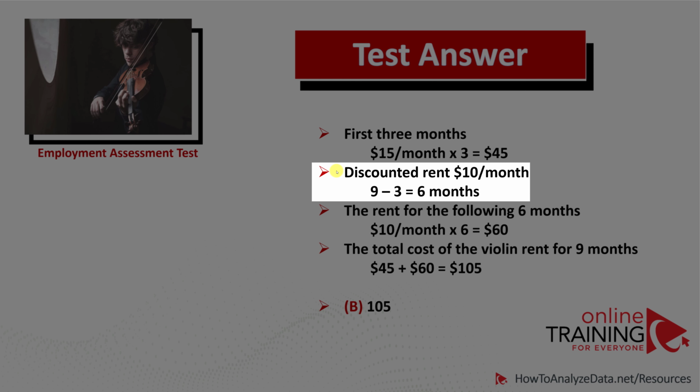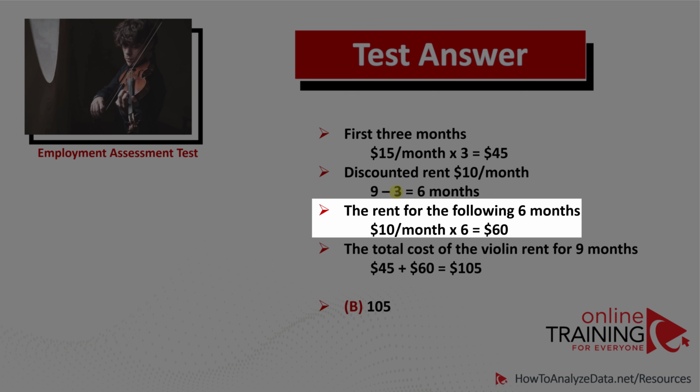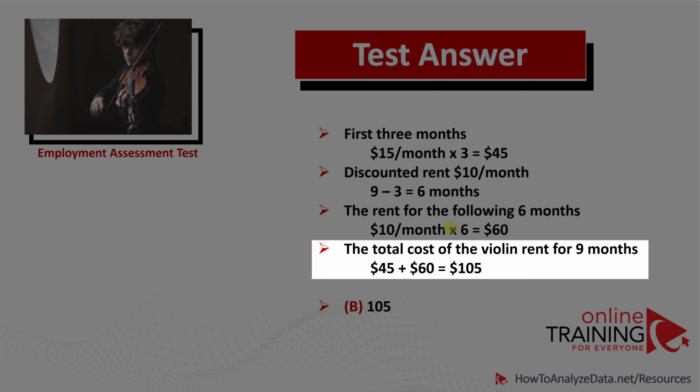After first 3 months, student will have a discounted rent, $10 a month. So the value for the next 6 months would be $10 per month multiplied by 6, and then would be equivalent of 60. So the total cost of renting the violin for 9 months would be 45 plus 60, which would be an equivalent of $105. So the correct choice here is choice B.